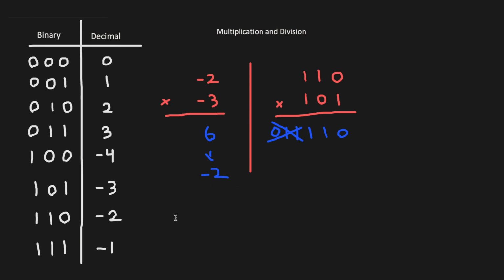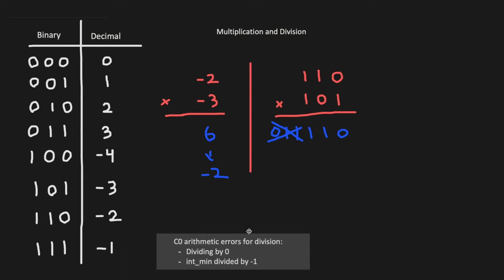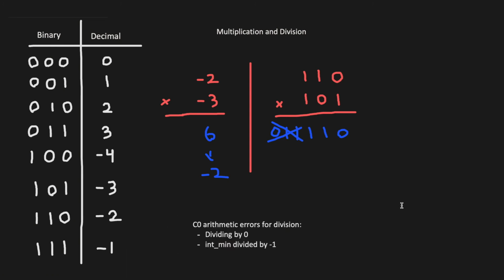And just an extra note for division, we want to make sure that for C0, we don't divide by 0, or divide the minimum integer by -1, because that will cause an arithmetic error for C0.